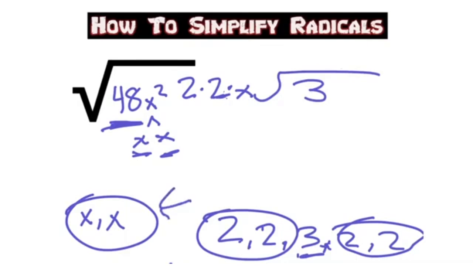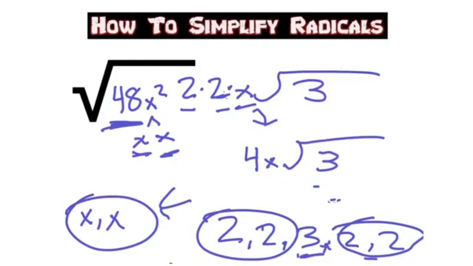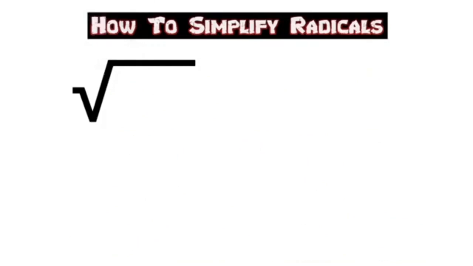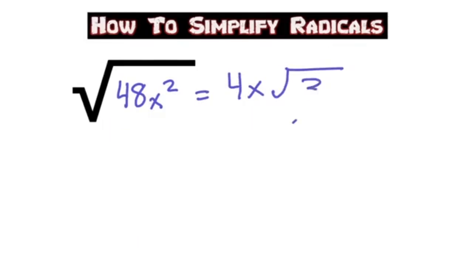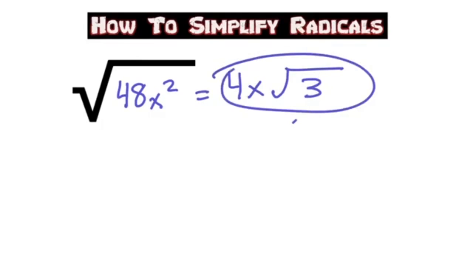So now we have 2 times 2 times x outside of our radical, and we have the 3 inside of it. So we can simplify this down by multiplying 2 times 2 times x, and that equals 4x. And we still have our square root of 3. So the simplified radical of 48x squared is equal to 4x square root 3, because we multiplied our 2 times 2, as well as our x. So this is the simplified version of this.